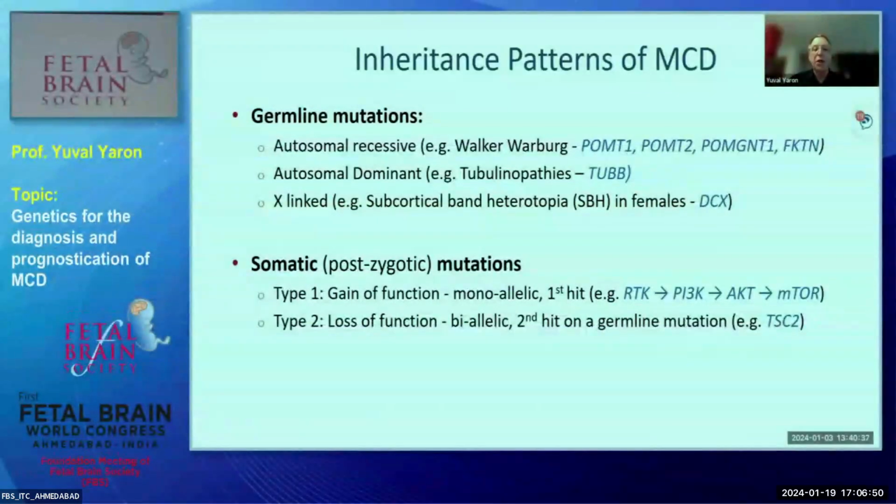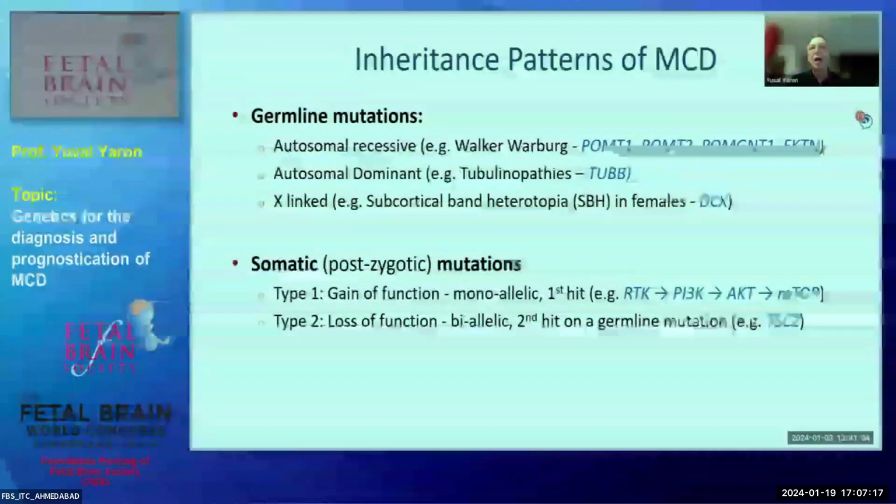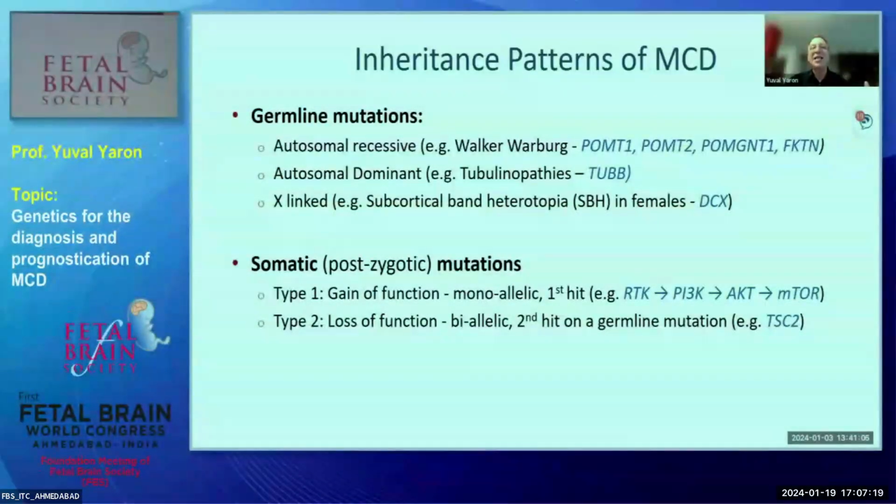The other type of mutation is loss of function mutation, but this usually requires both copies of the gene to be disrupted. And since we're talking about germline mutation, this happens on the background of an inherited mutation. So a good example would be tuberous sclerosis complex, where the first hit mutation is inherited, but then the tubers in the brain are the result of a second hit, a de novo mutation causing loss of function.